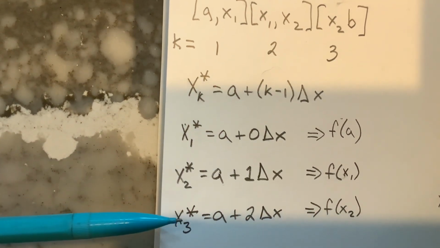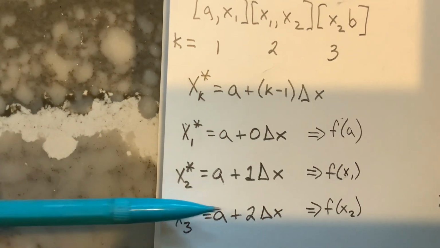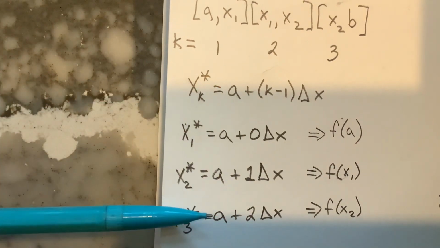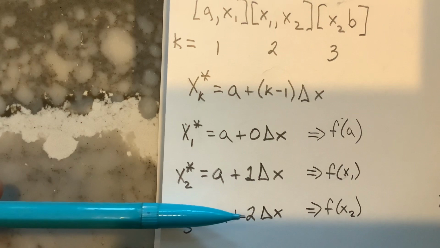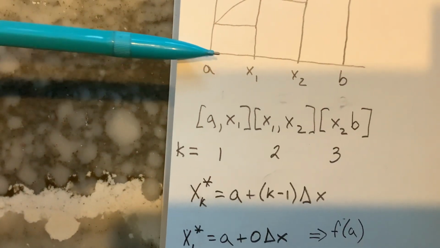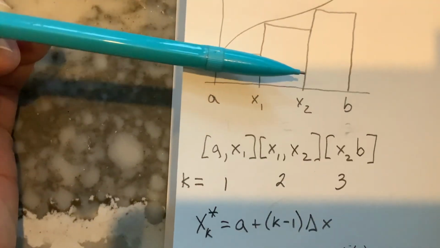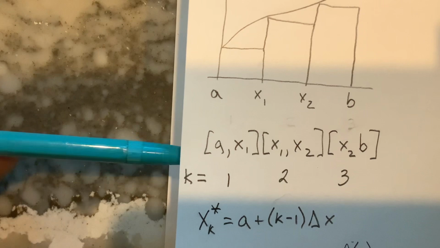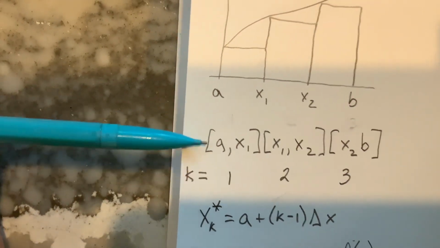Right? And again, the same thing. On the third rectangle, we're starting back at A, 3 minus 1 is 2, so then to that x value A, we're going to add 2 changes of x. Start at A, add 1 change, 2 changes of x, that gets us x sub 2. You can think of it here as well.